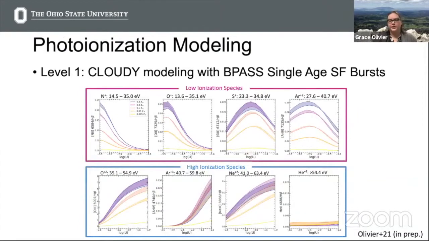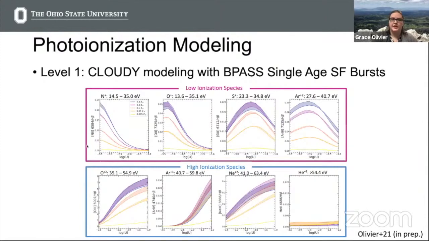So photoionization modeling, we start with the most basic level of this, where we take Cloudy and we put in a single age burst of star formation that we get from BPASS. When we do this, we're going to get a number of these lines from emission lines, and we're looking at these kind of complicated plots, so I'll go into depth a little bit more. On the x-axis, we have log U. Log U is a measure of the hardness of this radiation field. So high energy hard ionizing spectrums are going to be on the right, and less energetic things are going to be happening on the left.